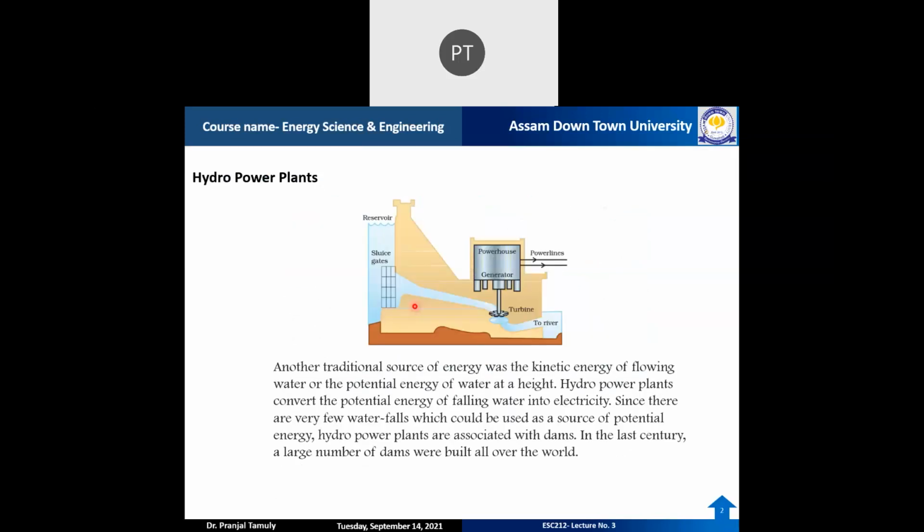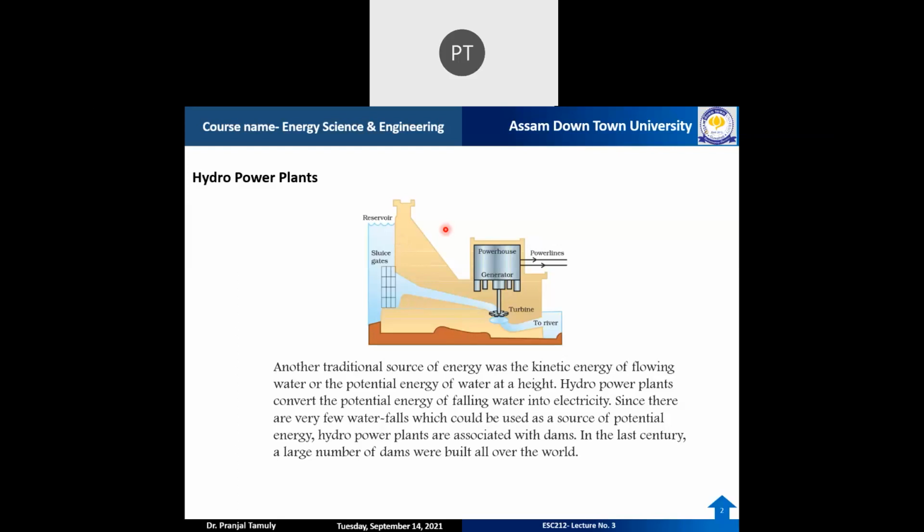Next is the hydro power plant. Another traditional source of energy was the kinetic energy of flowing water or the potential energy of water at a height. Hydropower plants convert the potential energy of falling water into electricity. Since there are very few waterfalls which could be used as a source of potential energy, hydropower plants are associated with dams. In the last century, a large number of dams were built all over the world.